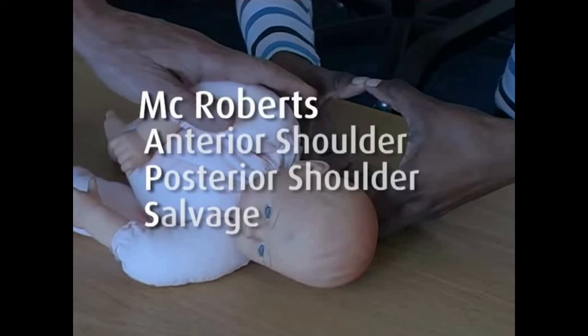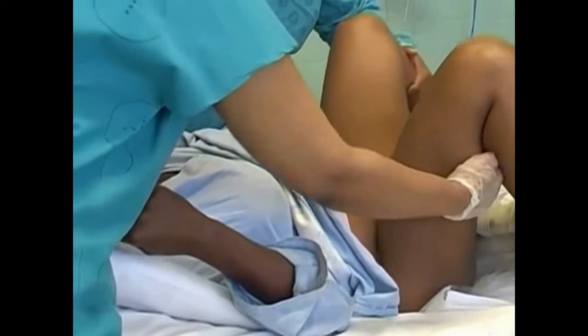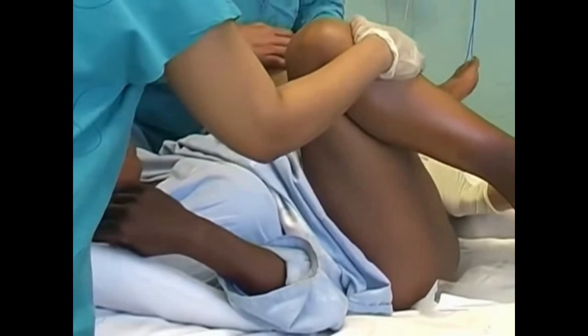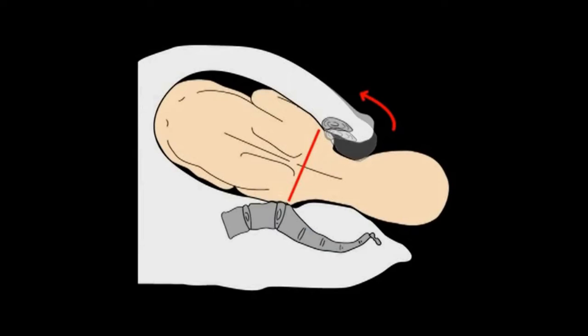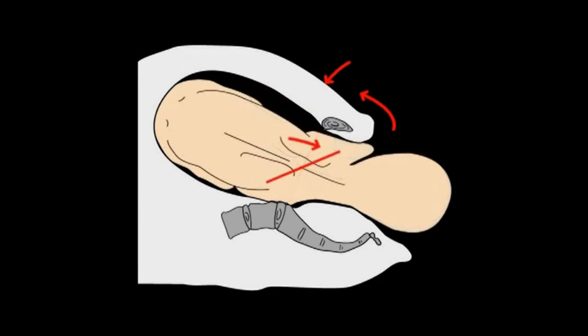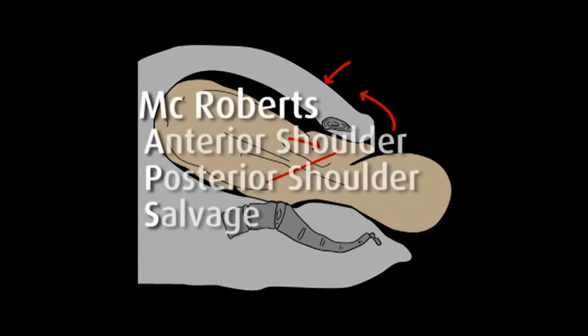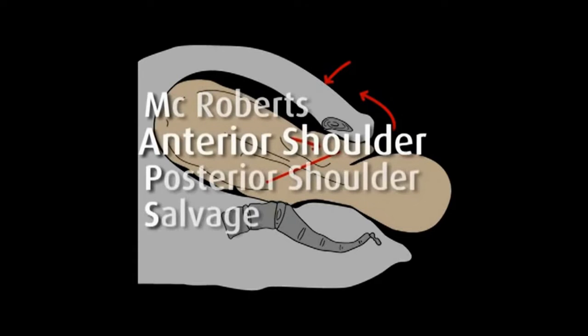Step 1. McRoberts. Flex the mother's thighs towards her chest to tilt her pelvis forwards while encouraging her to bear down, and apply pressure above her pubic symphysis to push the baby's anterior shoulder away from the midline and into the pelvis. This method is usually attempted first, as it does not involve direct manipulation of the baby. If it is unsuccessful, move quickly to step 2.